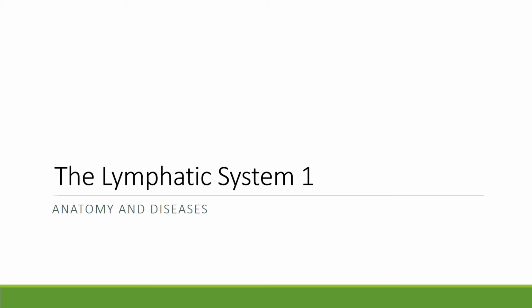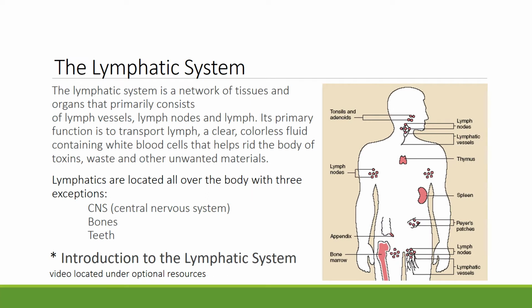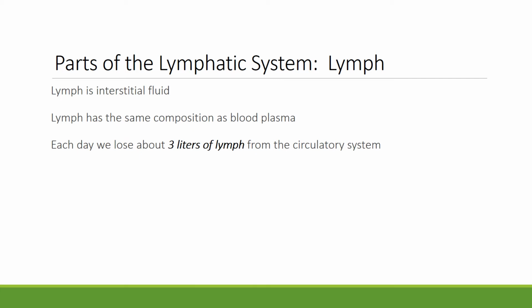This is the first lecture in a two-part series covering the lymphatic system. Lymphatics are located all over the body with three exceptions. You do not find them in the CNS, the central nervous system, in the bones, or in the teeth. There are several parts to the lymphatic system.